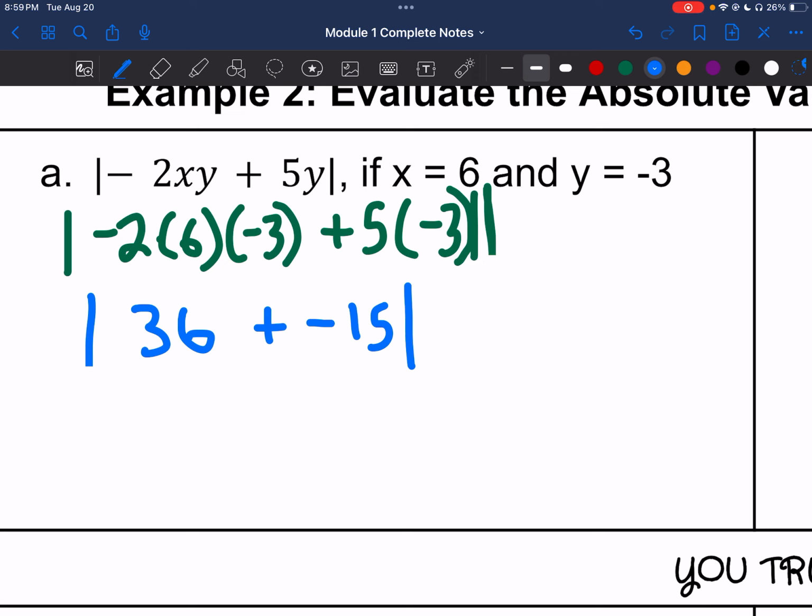So now we combine like terms on the inside here. 36 plus negative 15 is going to give us a value of 21. And when we simplify that and find the absolute value, we know that it is 21.